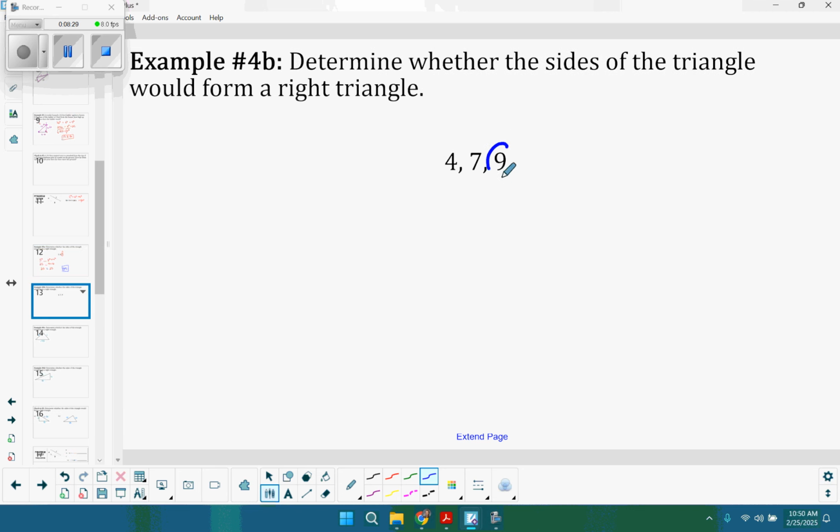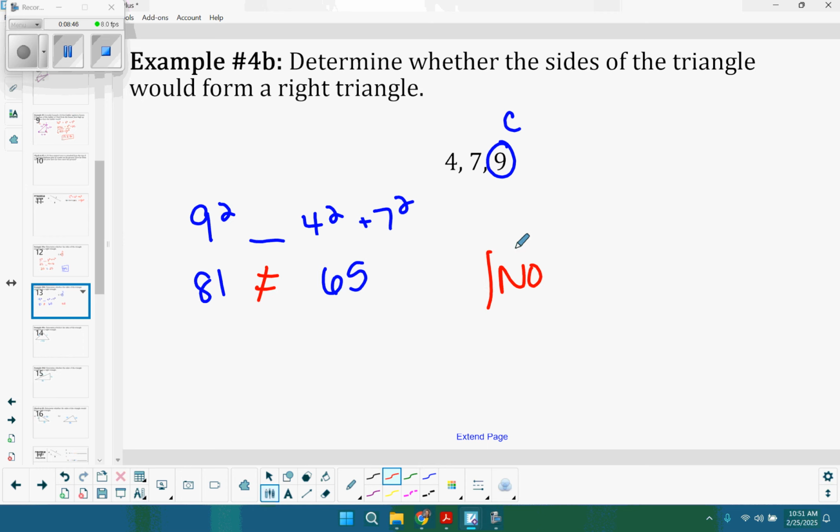Example 4b, so my biggest side is 9. So we're going to check 9 squared is something to 4 squared plus 7 squared. So 81. Just like before, you could actually do 4 squared plus 7 squared together on your calculator. We get 65. So this is not equal. So this would be a no. It did not make a right triangle. This would form either an acute triangle or an obtuse triangle.